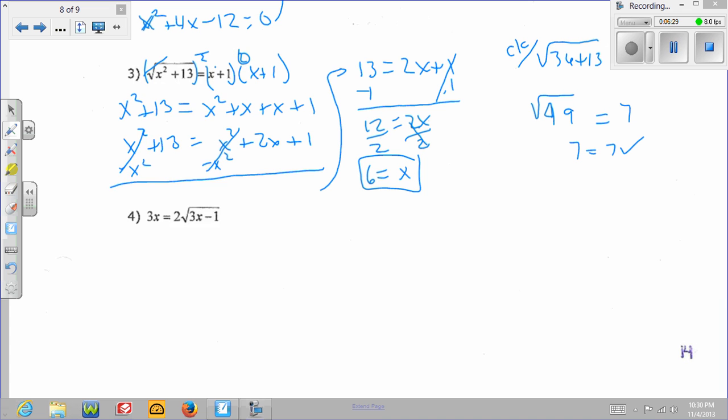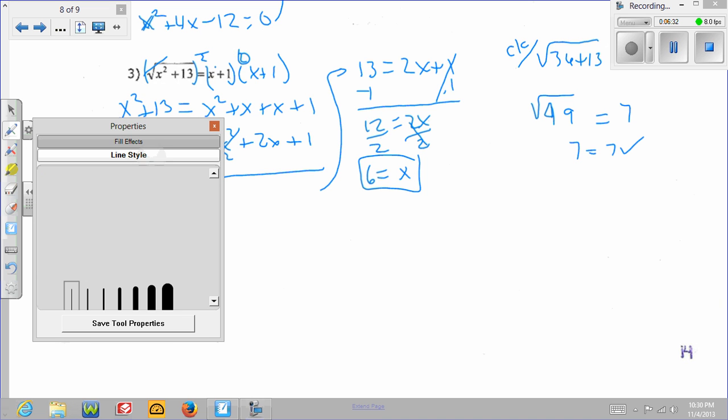All right. I'm going to change the color here so you can see.